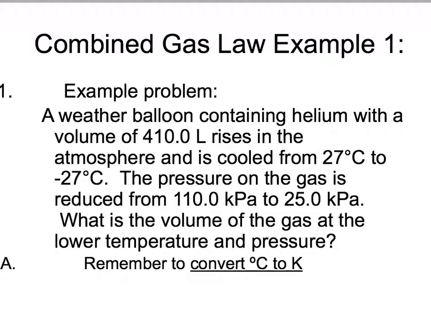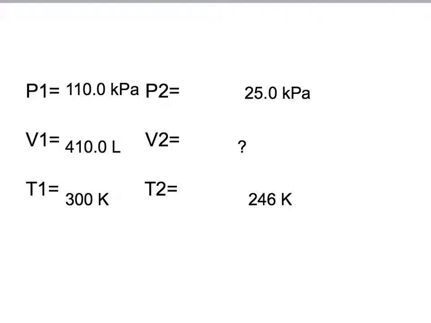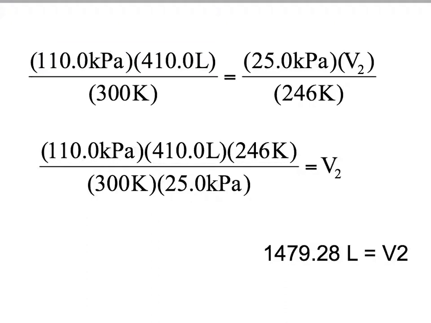All right, so a couple example problems with the combined gas law. You guys work these out, and pause the video and resume as soon as you're ready. So we've got a weather balloon, volume of 410 liters, cooled from 27 to negative 27. Pressure is reduced from 110 to 25. What is the volume? We'll always remember, convert degrees Celsius to Kelvin. So here we have all our knowns and our unknown volume 2. Our answer then should be 1,479.28 liters.